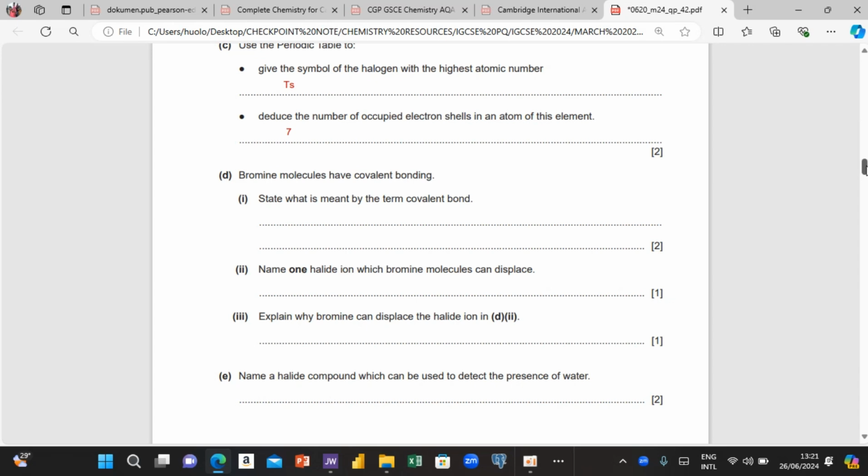Now, bromine molecules have covalent bonding. That's correct. Now, state what is meant by the term covalent bond. You know generally that a covalent bond is as a result of sharing of electrons. So how would you define it? It's usually a force of attraction between something and something. So we say covalent bond.